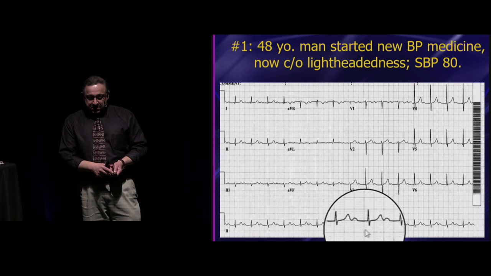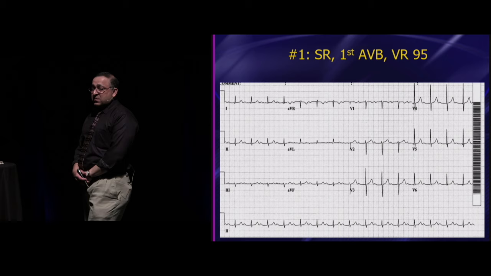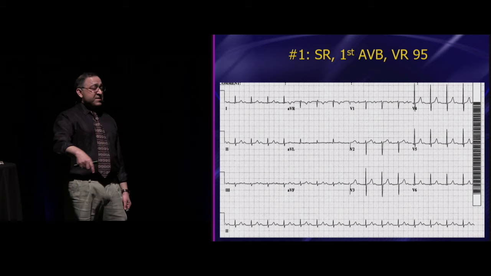And the ventricular rate's pretty good. What is the ventricular rate? 95. So first degree AV block, ventricular rate 95. How would you want to treat this person? Yeah, give him fluids, right? You don't need to give him atropine or pace him because the ventricular rate's 95 and it's all about the ventricle. How fast is the ventricle?